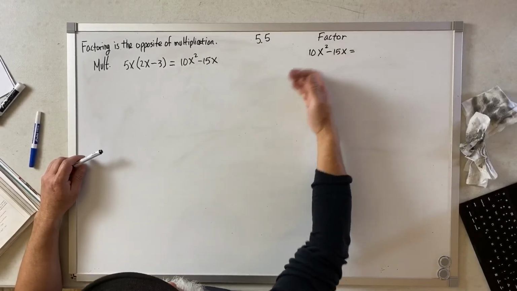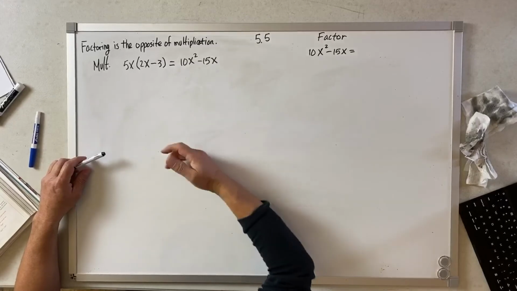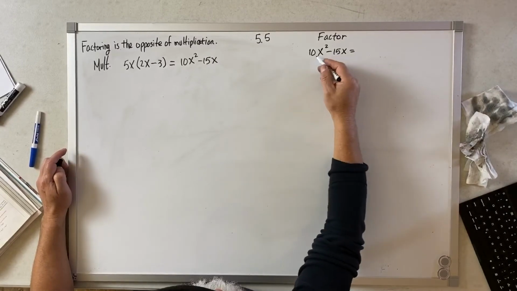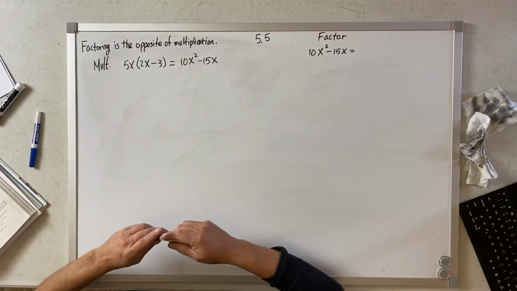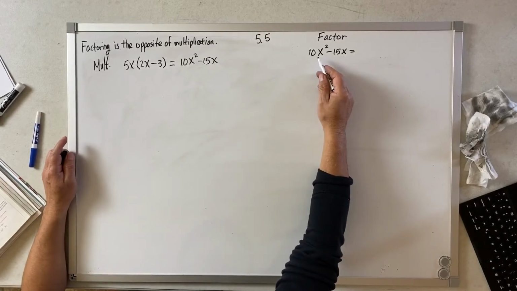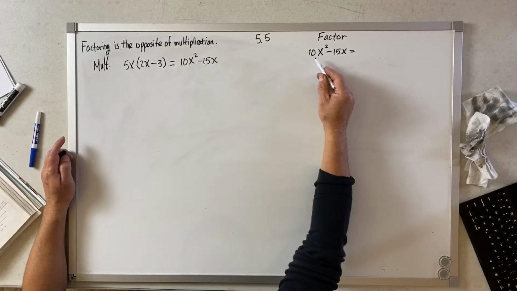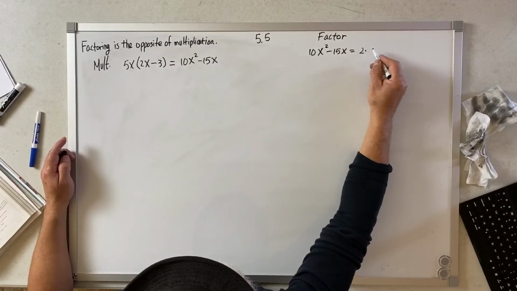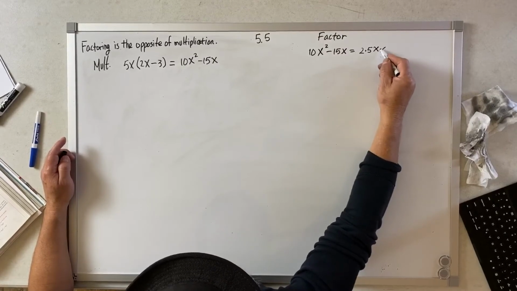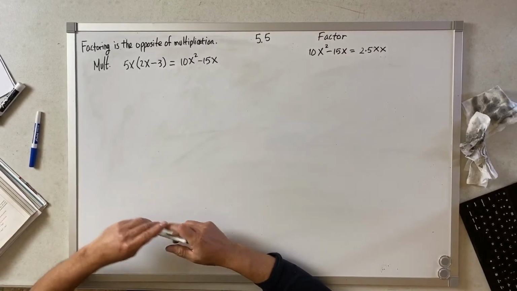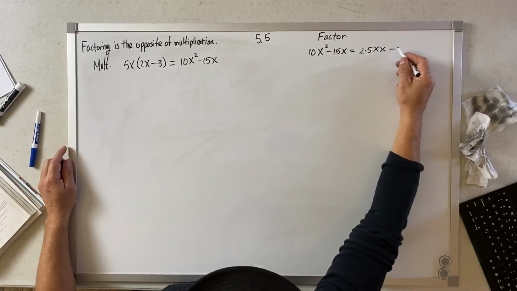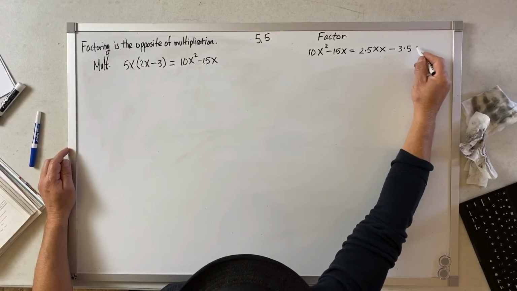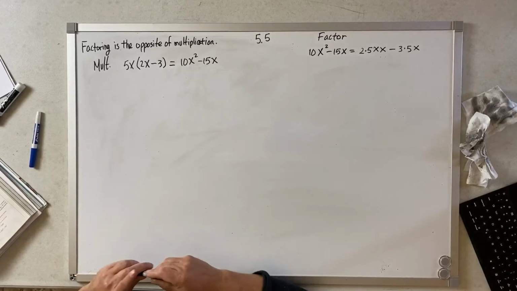Okay, here's the long way to do it. Take the first term and factor the first term completely. The prime factorization of the first term: the prime factors of 10x squared are 2 times 5 times x times x. Minus 15x is 3 times 5 times x.